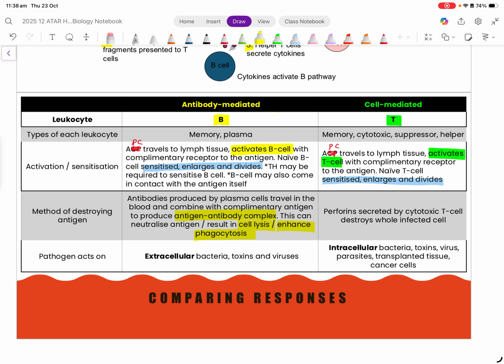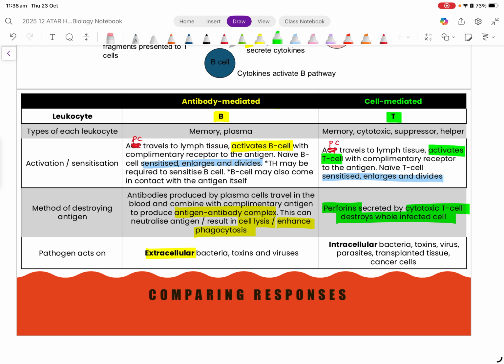There was more detail there with cell lysis and enhancement of phagocytosis in the previous lesson. In the case of T cells, well, how do they destroy it? Well, it's only one type of T cell that's really going to go and destroy other cells, and that is the cytotoxic T cell. And the cytotoxic T cell is going to release perforins, which are going to destroy that infected cell. Now, the final little part that we want to mention, and this was mentioned right at the start of the previous lesson, is that in the case of the antibody-mediated response, we're looking at extracellular antigens and cells. And finally, with the cell-mediated response, we're looking at intracellular pathogens, or we're looking at transplanted tissue and other things like cancer cells.